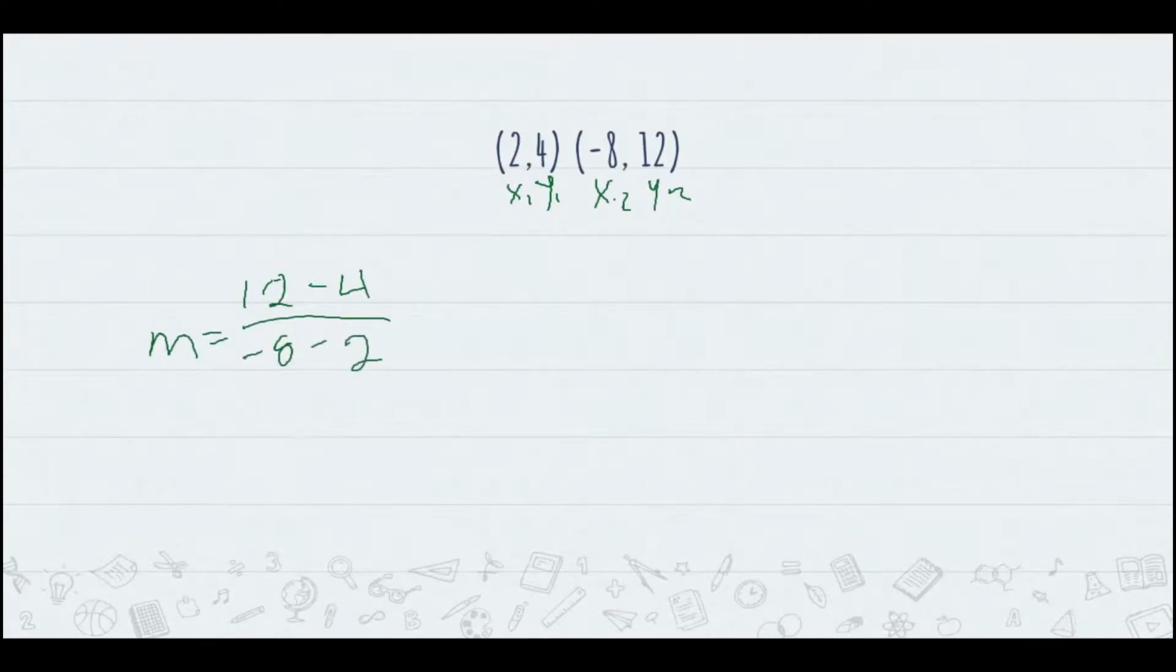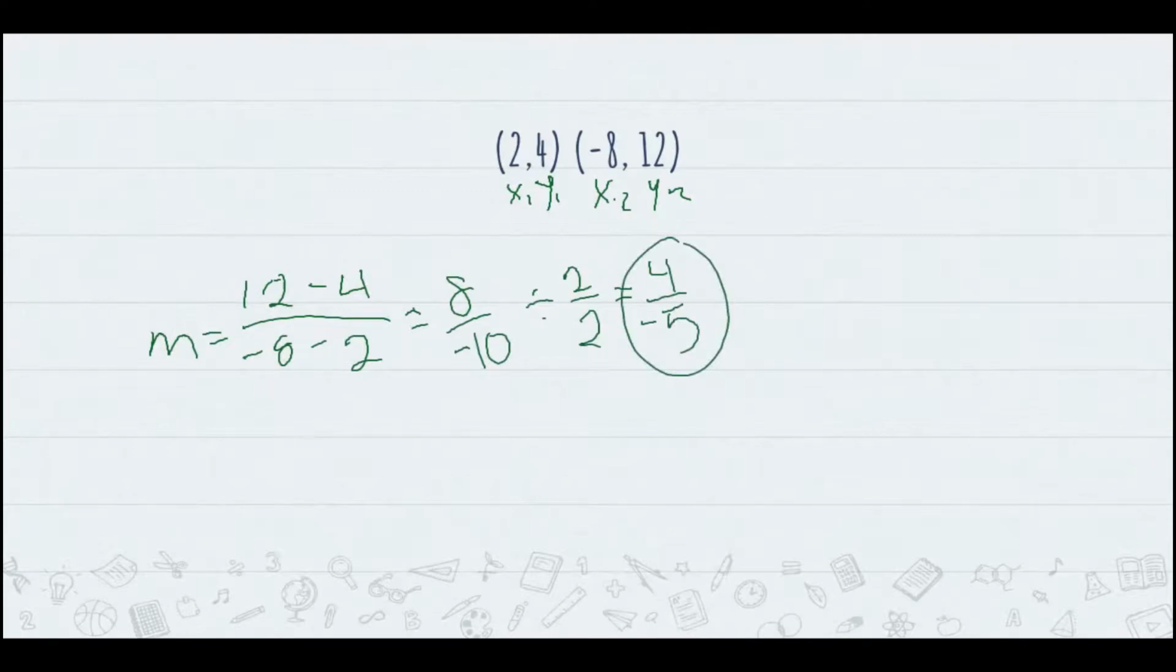So 12 take away 4 would equal 8, and our negative 8 take away 2, which is pretty much negative 8 plus negative 2, would be negative 10. You can simplify this by dividing by 2 as their common multiple, and you get 4 over negative 5, and that's your simplest slope. So we're going to use this.